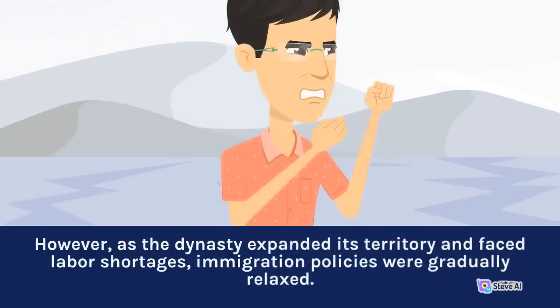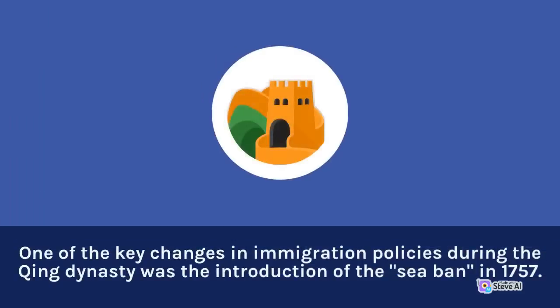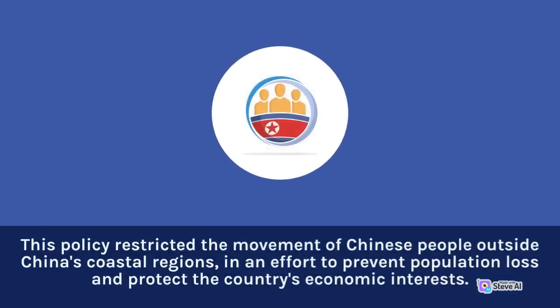However, as the dynasty expanded its territory and faced labor shortages, immigration policies were gradually relaxed. One of the key changes in immigration policies during the Qing Dynasty was the introduction of the sea ban in 1757. This policy restricted the movement of Chinese people outside China's coastal regions, in an effort to prevent population loss and protect the country's economic interests.